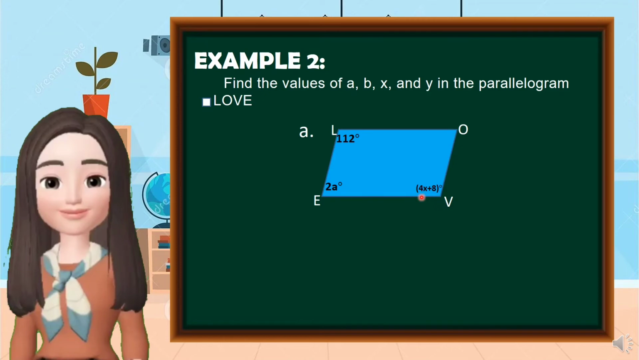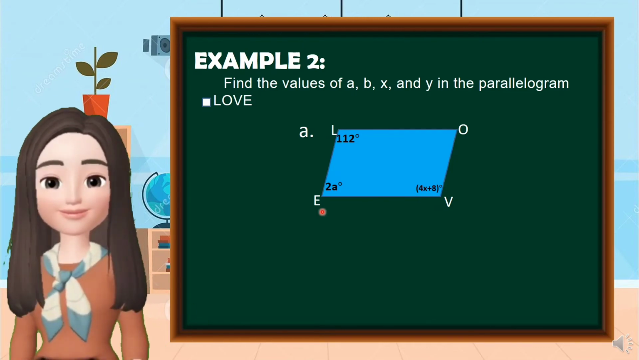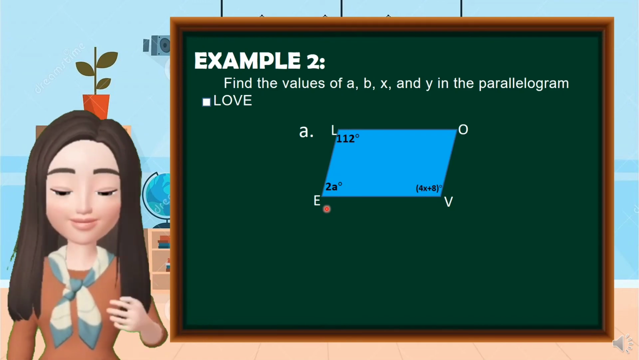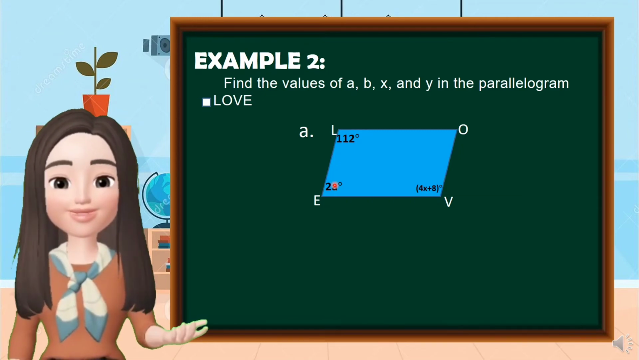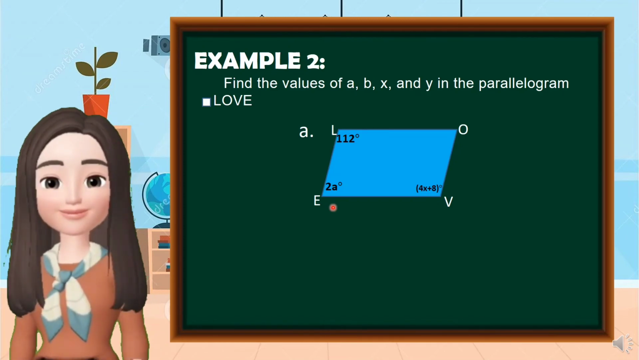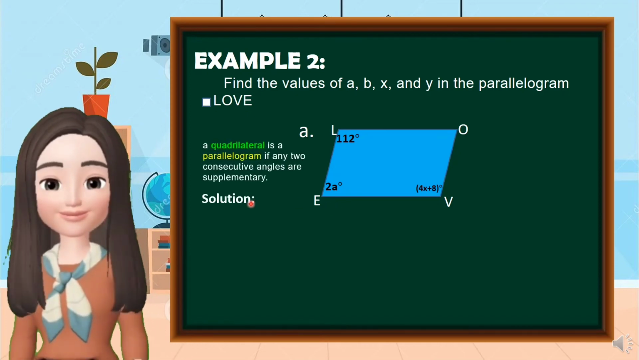Ano? So una, alam naman na ito yung given. No, si angle L and angle E. Alamin natin what is their relationship. Ano ba ang relasyon ni angle L and kay angle E? Since we know that they are, yes, very good. They are consecutive angles. Since they are consecutive angles, so therefore, we can say that, yes, using the property of the parallelogram, we know that a quadrilateral is a parallelogram if any two consecutive angles are supplementary. They are supplementary. When we say supplementary, their sum is equal to 180 degrees.